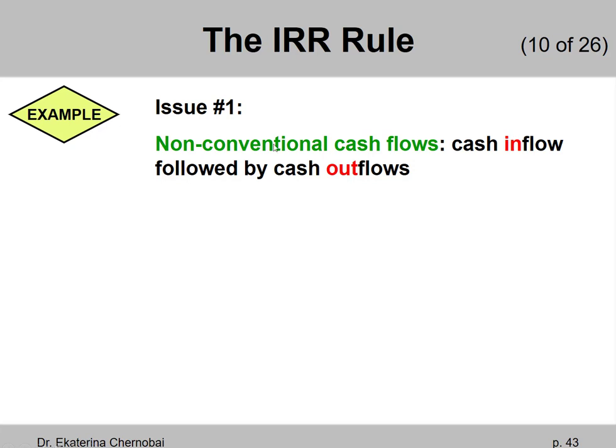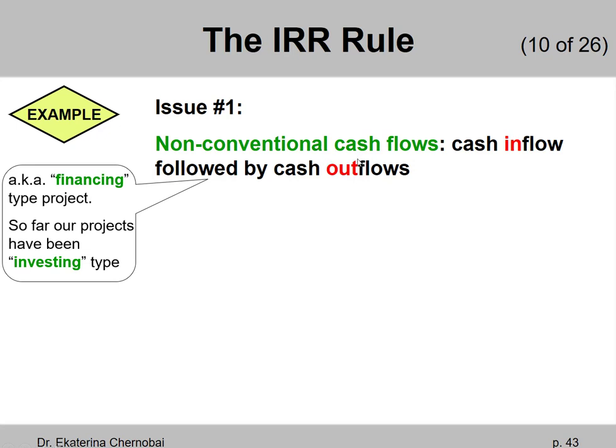So a project with conventional cash flows is the one in which we would need to invest money today and in return receive profits over the next several number of years. A non-conventional project is the one where we have a cash inflow today followed by cash outflows in the future. So everything is backwards.